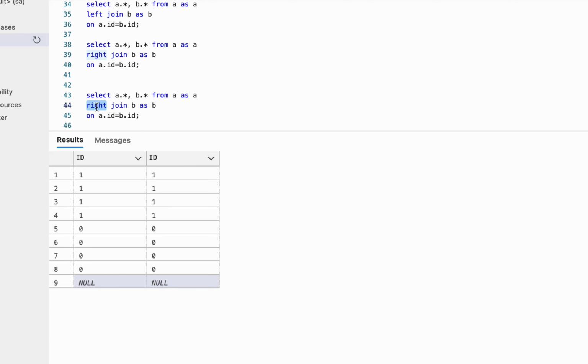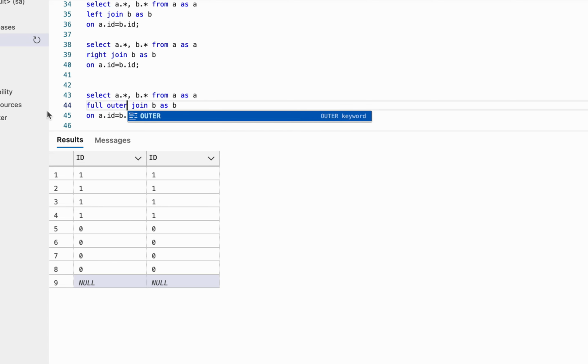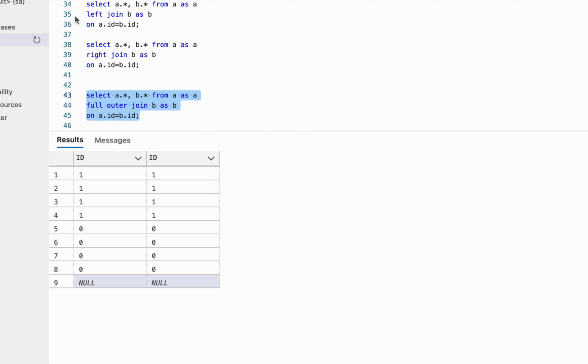Now let's do the same for full outer join. Let's run this now. So from this we are getting 11 rows. So this is how these 4 joins work. From an interview point of view, these questions are very important. So that is why I thought to share with you all.